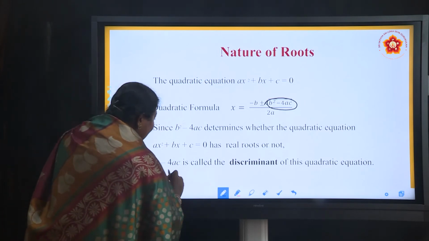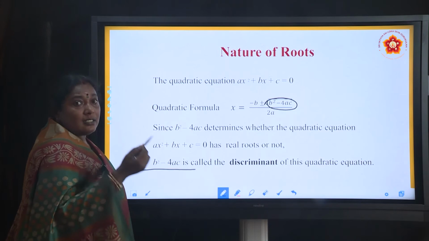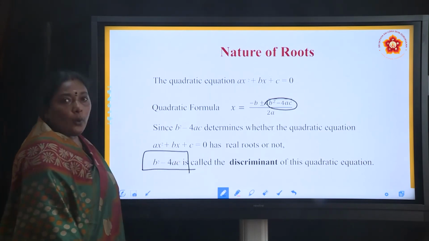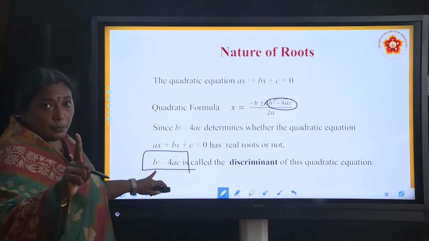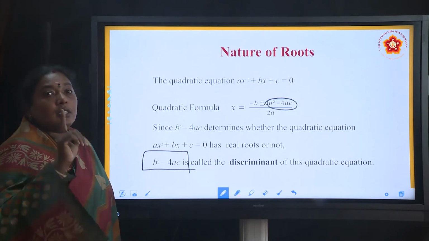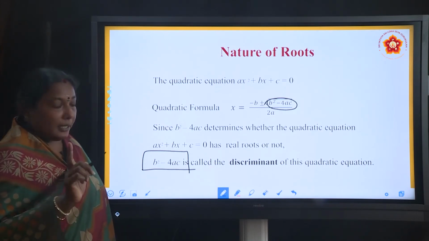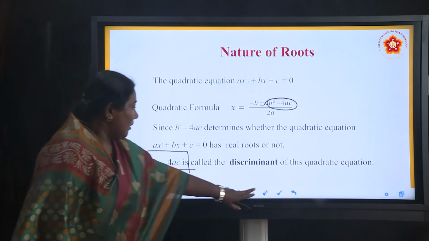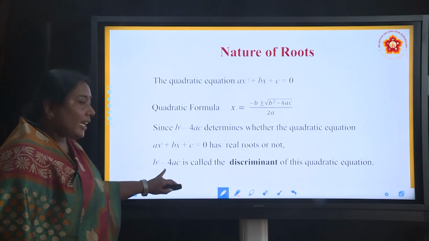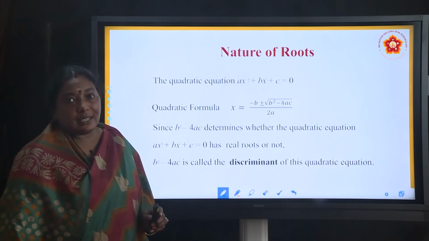So, you will get a one mark question. Fill up the blanks or choose the best answer: dash is called the discriminant of a quadratic equation. You are not supposed to write it with the square root. If you write it with the square root, you won't get the mark. Discriminant is only b square minus 4ac. Keep it in mind. Okay? So, now it is clear that the discriminant formula is b square minus 4ac. Now, on this basis, what are all the sums we will get?